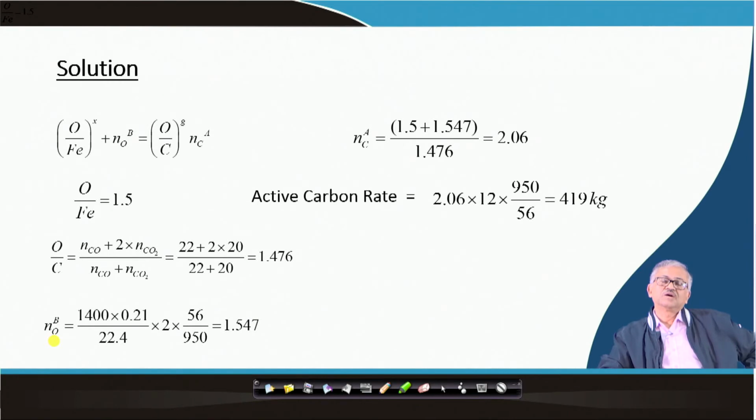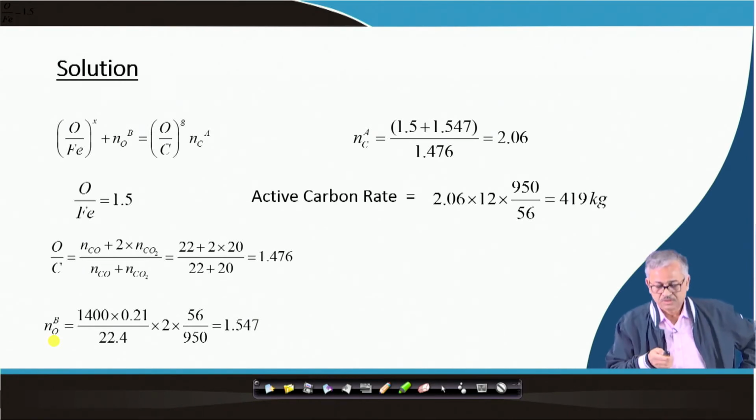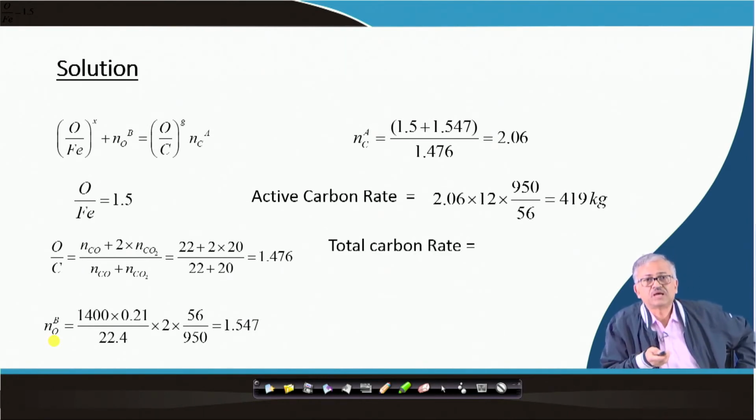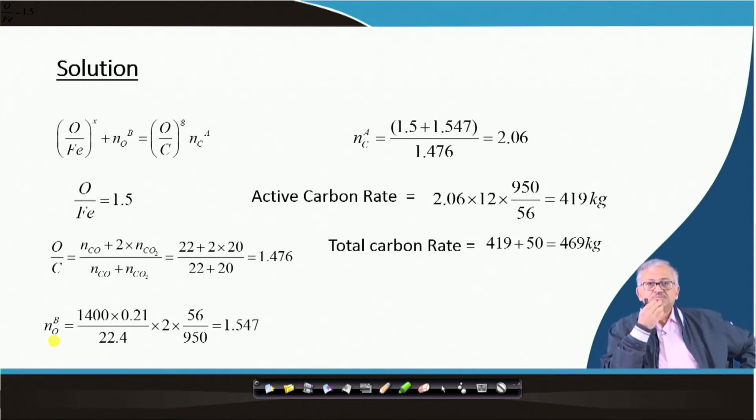per gram atom of iron produced. So, this is the active carbon rate, 419, and then the total carbon rate is basically you have to add the 50 kg, because 50 kg of carbon already joined the hot metal. So, 409 is the kg of carbon that is leaving in the gas per ton of iron produced, and 50 kg of carbon joins the hot metal per ton of iron produced. So, the total carbon rate is equal to 469, right.